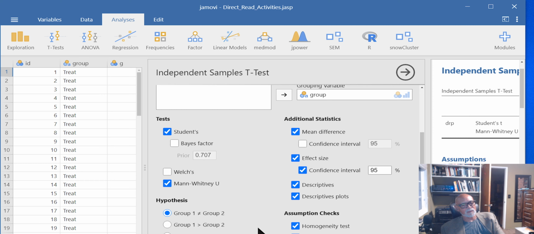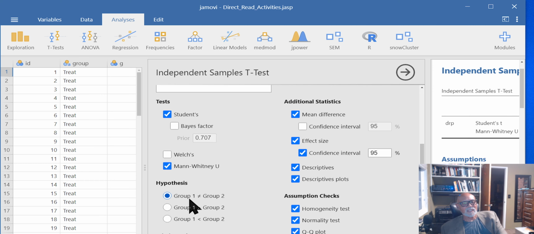We'll get that no matter what. And then this one is the direction of our hypothesis. Do we want to say we want to know whether there's a difference, whether the treatment group is higher or lower? We want to know whether the difference between the means is significant no matter what the direction. And then in another example, we'll use a directional hypothesis. And you can play around with that on your own if you want.